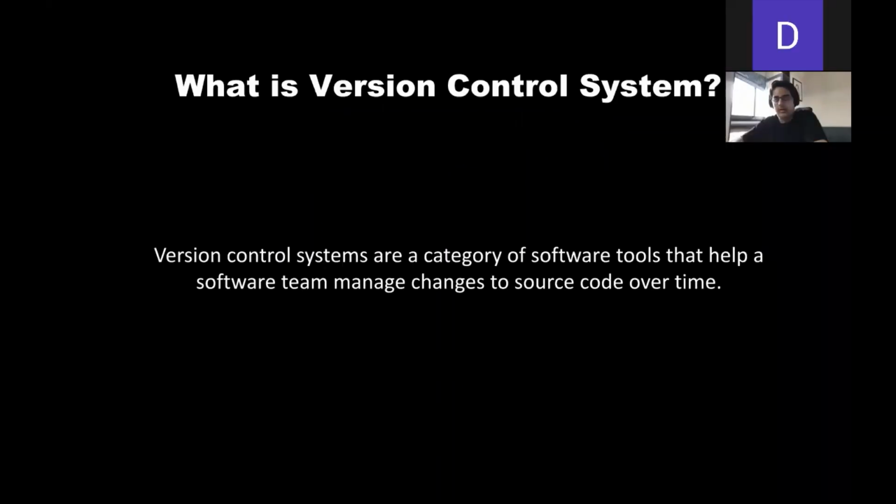Working on a project, and that project goes through different versions over time, and there are a lot of changes that you make to that particular project. If you want to keep track of all those changes, then you require a version control system. As the name suggests, it controls the different versions of a particular project.